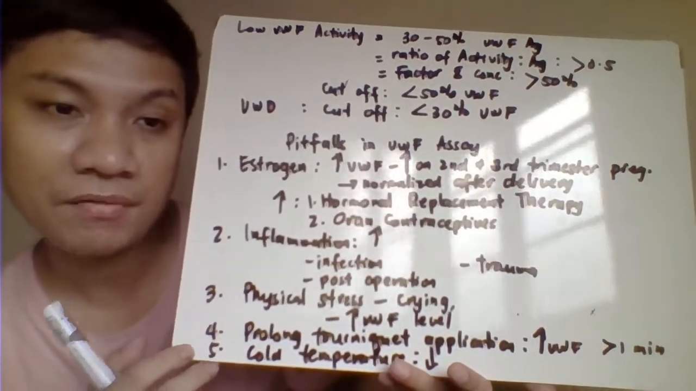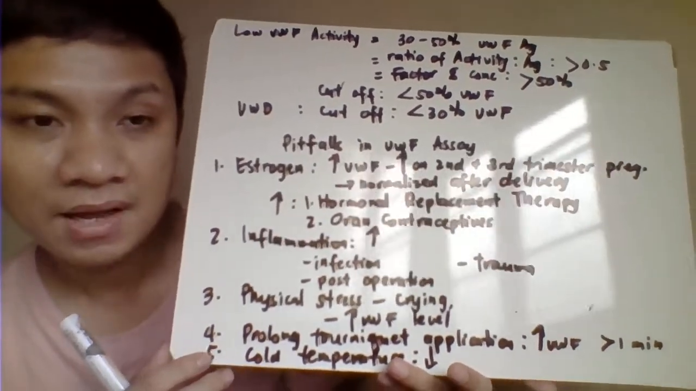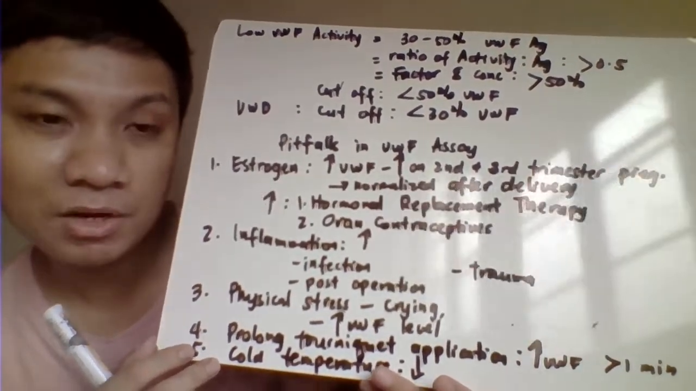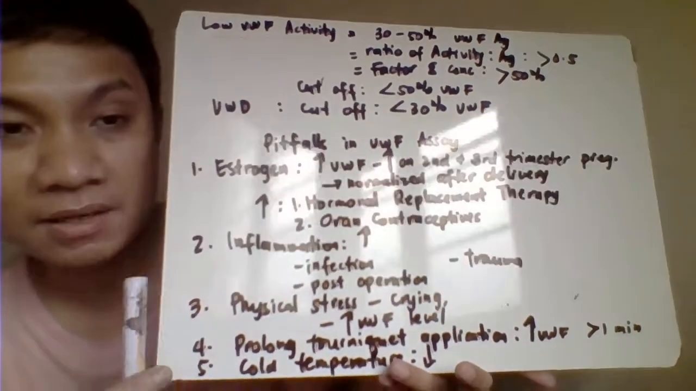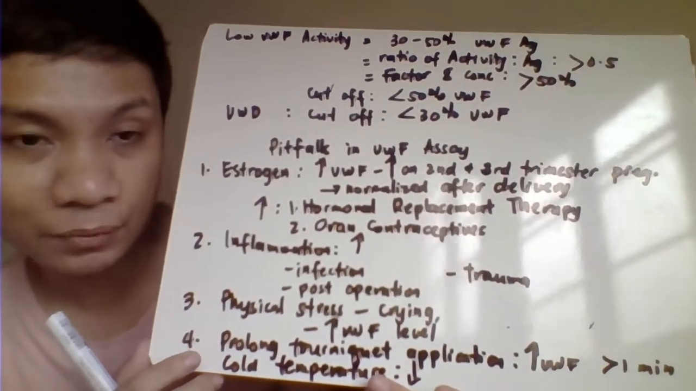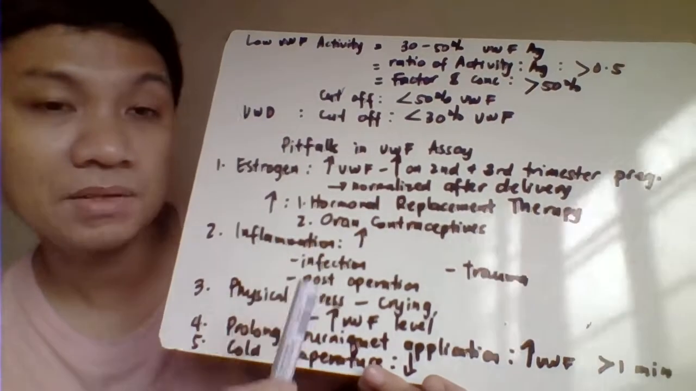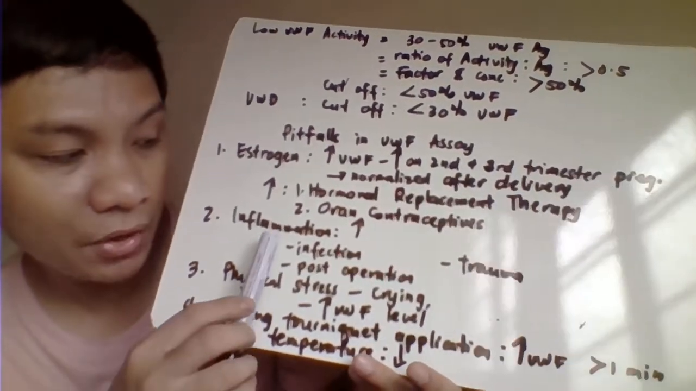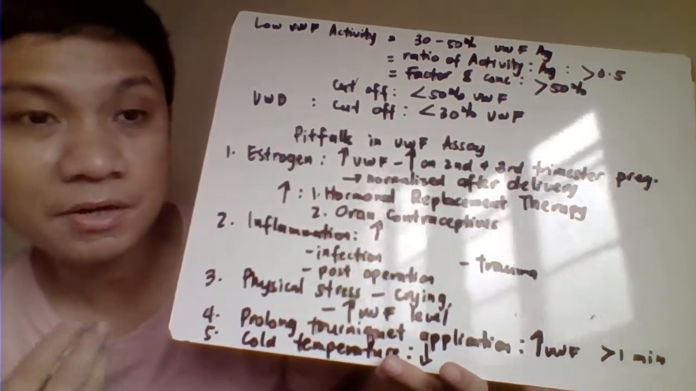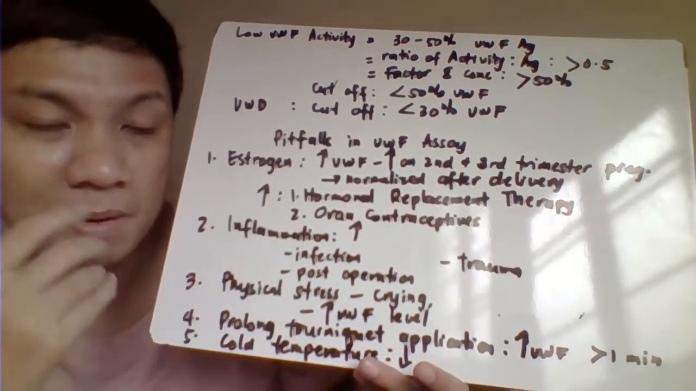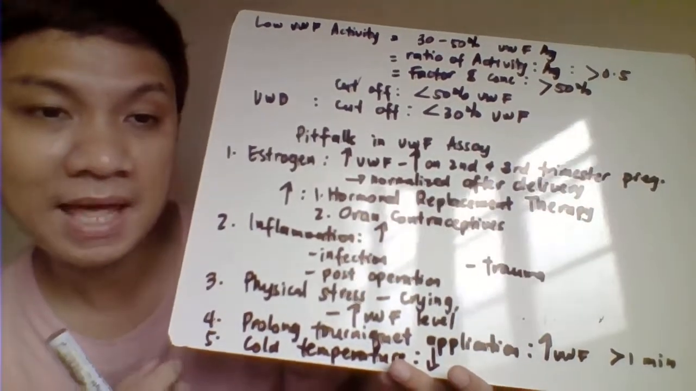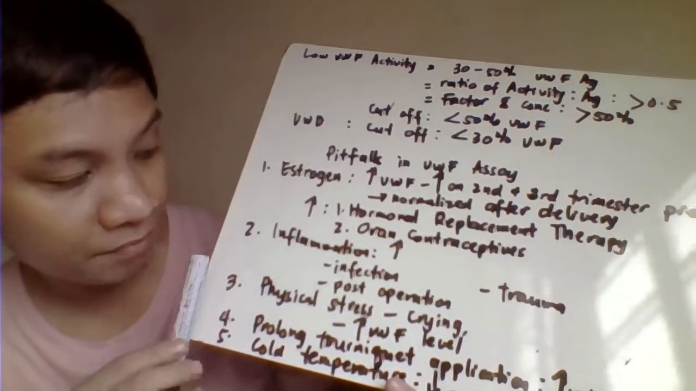Okay, then we have here some of the factors that try to affect our test result when we are performing our von Willebrand factor assay, when we determine the concentration of that. First one, estrogen. So high-level estrogen will tend to increase the concentration of your von Willebrand factor. Most likely it increases in the second, third trimester of pregnancy. Another one, when the patient is undergoing hormonal replacement therapy, estrogen therapy na binibigay sa kanya, or steroid hormone, oral contraceptive. So that would tend to increase the von Willebrand factor level ng patient natin. So magiging false positive ang patient natin.